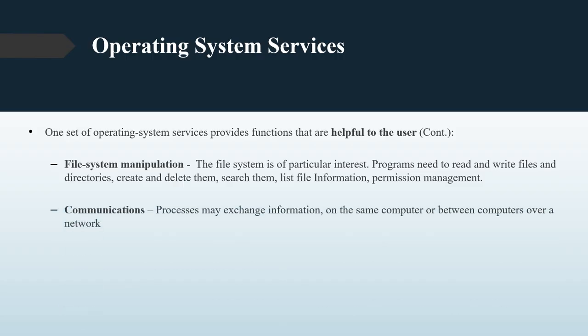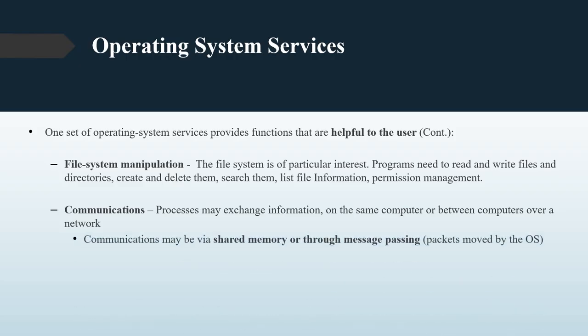And then communication. A process may be exchanging some information from one process to another, one file to another. Exchanging information on the same computer, between computers, or over the network, all of these are considered communication. The communication may happen via shared memory or through message passing.